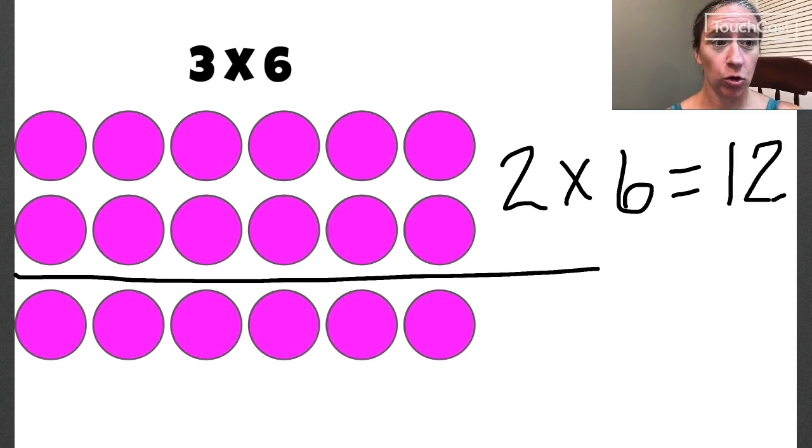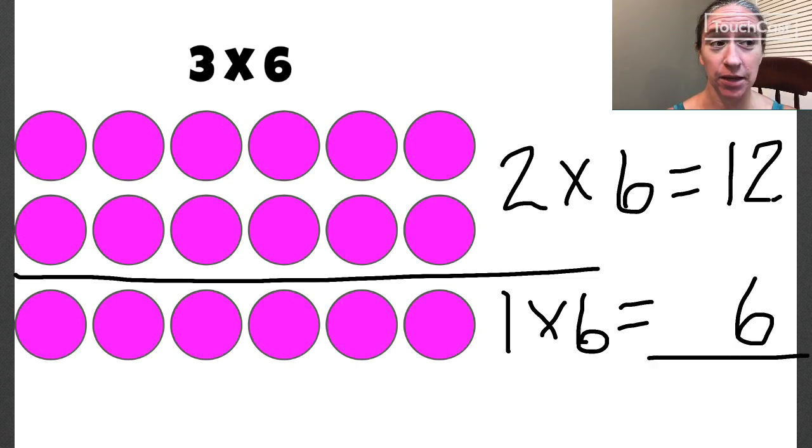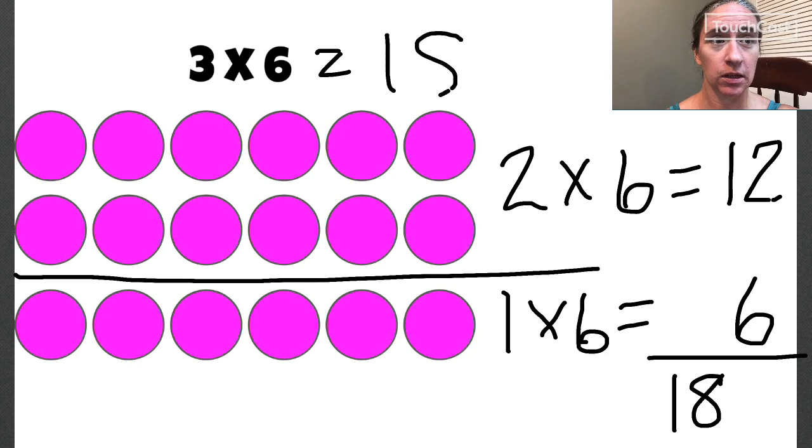And then I have 1 row of 6. I know any number times 1 is itself. So that's 6. So the top part of my array is worth 12. The bottom part is 6. I'm just going to add them together and it's going to make 18. So 3 times 6 equals 18.